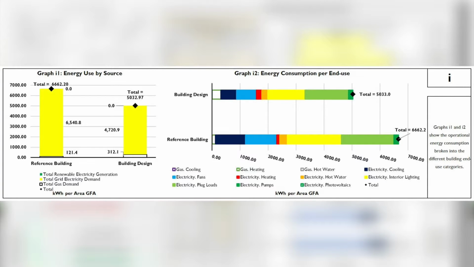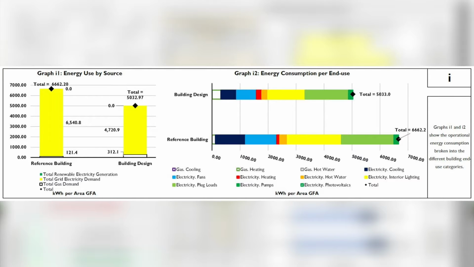Graph I1, Building Operational Energy Analysis. This graph compares the design building to its equivalent reference building. It plots delivered energy, not primary energy. Delivered energy is the energy consumed on-site at the building's location. The plotted consumption is separated into its three contributing energy sources: natural gas, grid electricity, and renewable photovoltaic generated electricity. Graph I1 always shows energy use in units of kilowatt hours, which is not a measure of environmental impact.